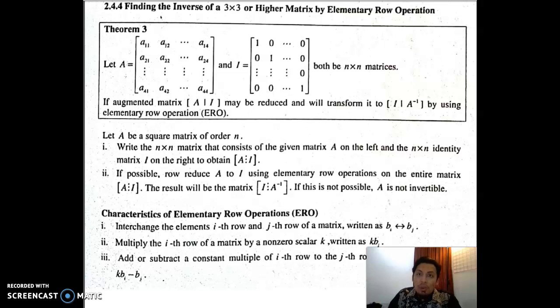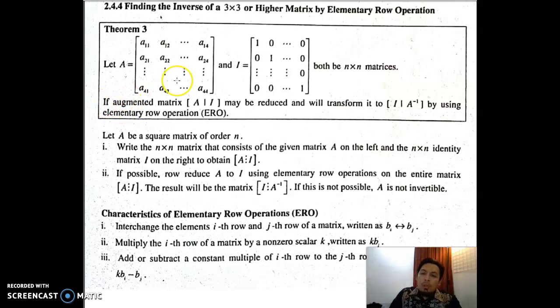Okay guys, in this video we're going to talk about the next part of inverse matrix, which is on how to inverse 3 by 3 or higher matrix by using elementary row operation, known as ERO. Just by its name, we know that this method will be performed based on the row operation. So everything will be changed by row. So what is it actually?